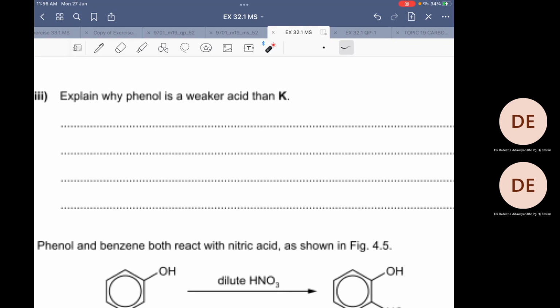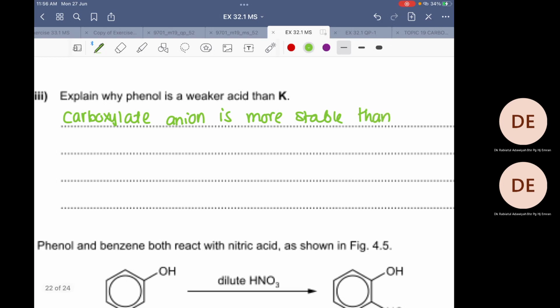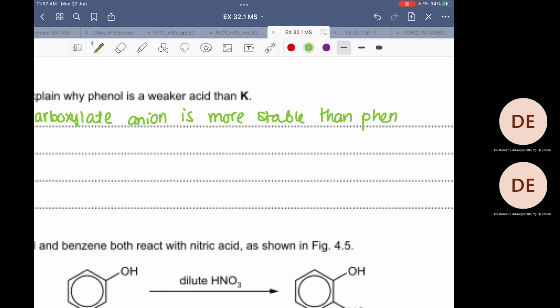They would see all three for 2 marks. Okay, they want 3 points. The first point, I would say the carboxylate anion is more stable than phenoxide ion. 1 mark.